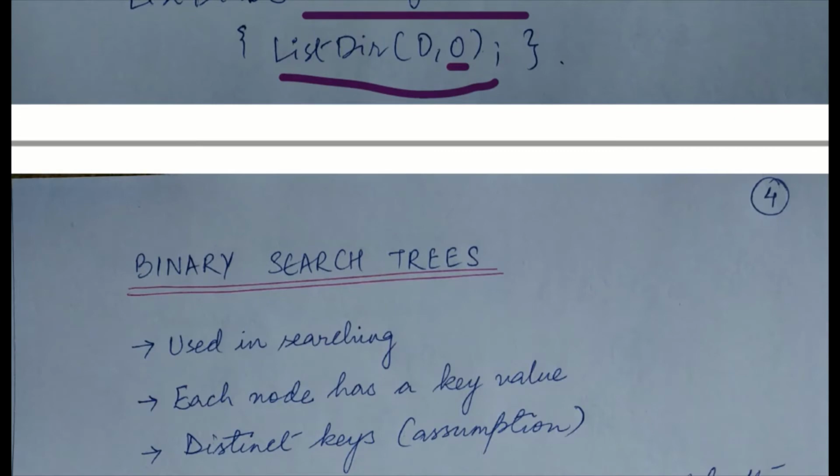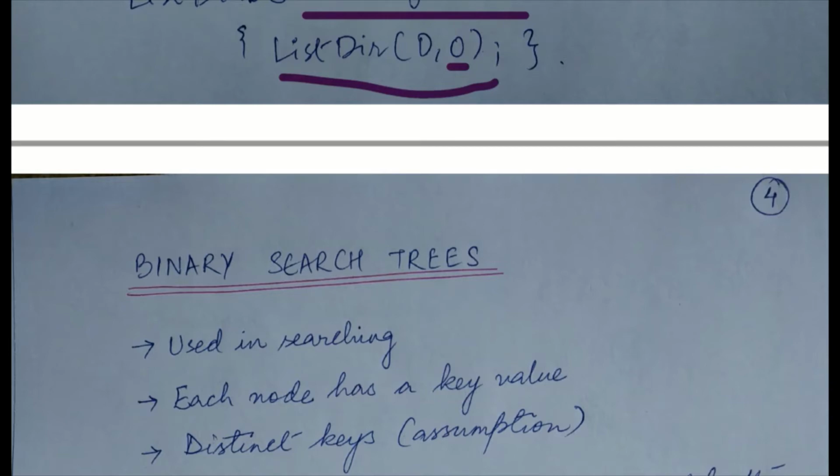Now we come to our binary search trees. Binary search trees, as the name implies, are used for searching. And why they are used for searching, you'll get to know in a while. Normally, if I give you an array with a list of elements and I ask you to search for a particular element in the array, what is the way you would do it? A basic way is that you go from 0 to n minus 1 and look for that element.